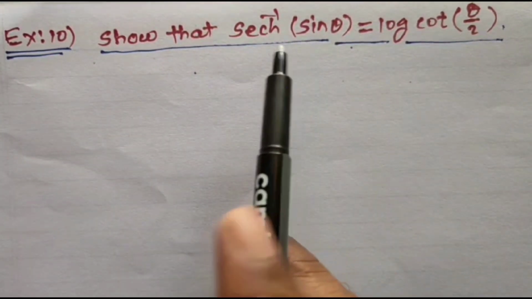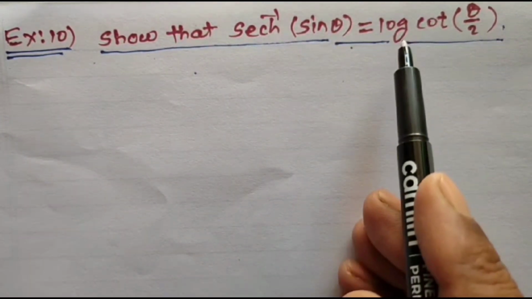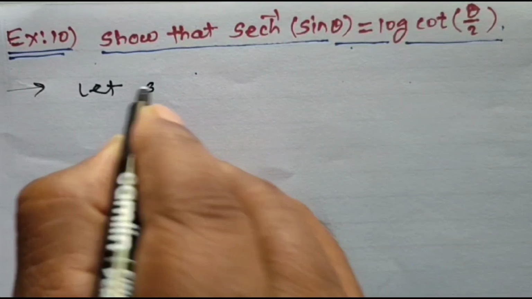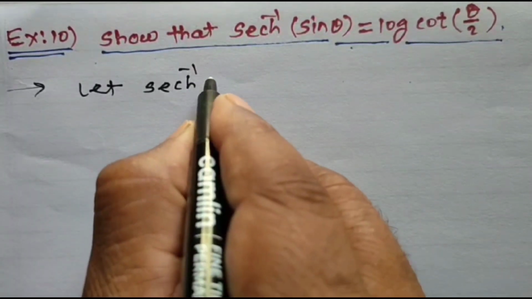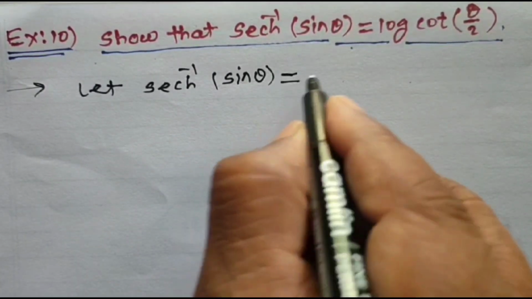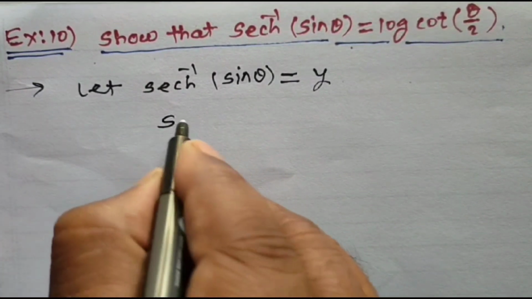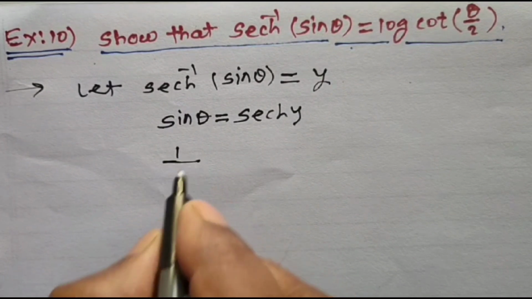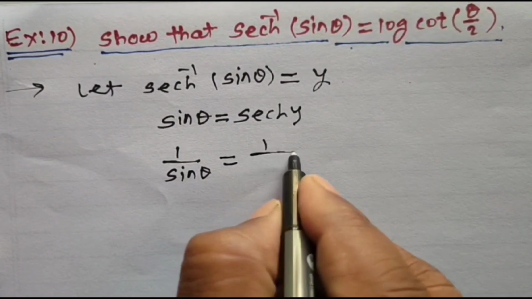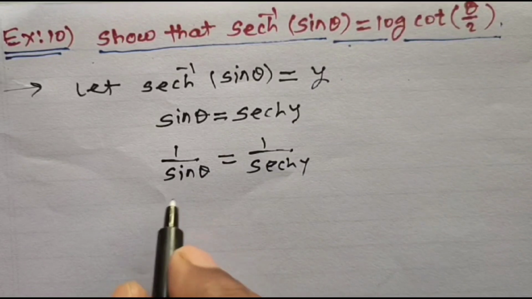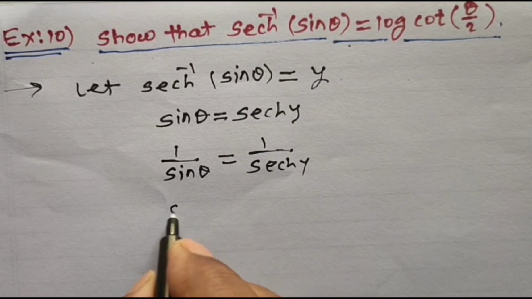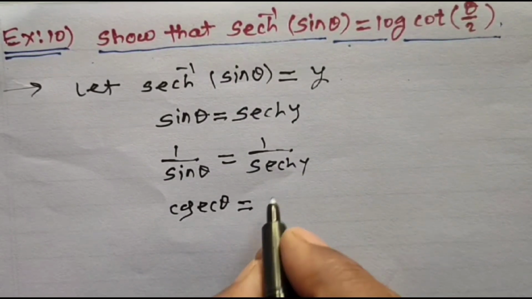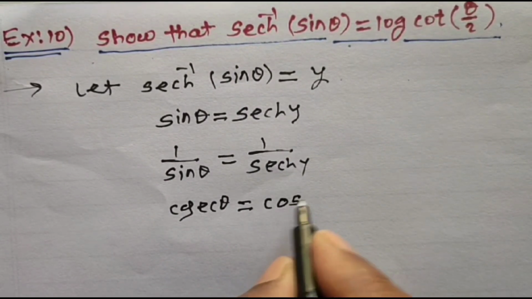Show that hyperbolic sec inverse sin theta is equal to logarithm of cot of theta upon 2. Let hyperbolic sec inverse sin theta is equal to y, suppose. Then sin theta is equal to hyperbolic sec y. 1 upon sin theta is equal to 1 upon hyperbolic sec y. Now 1 upon sin theta, that is nothing but cosec theta, is equal to 1 upon hyperbolic sec y, that is equal to hyperbolic cos y.